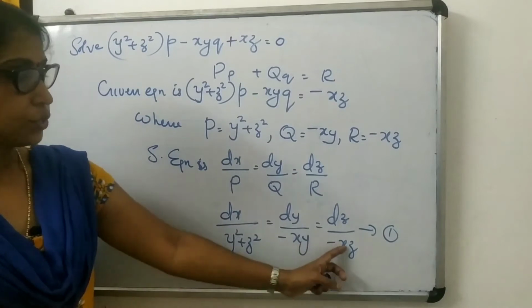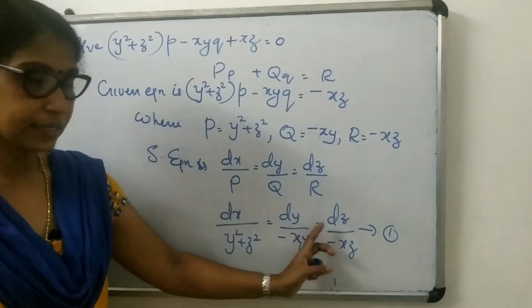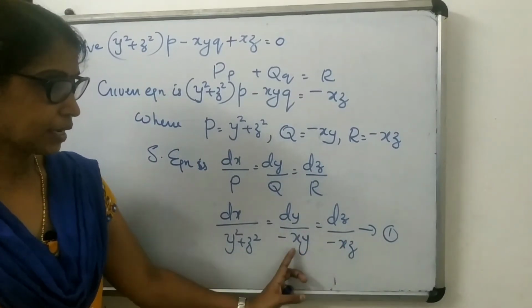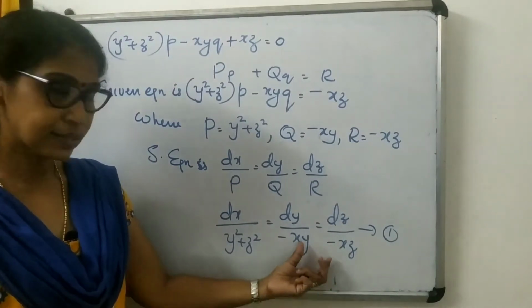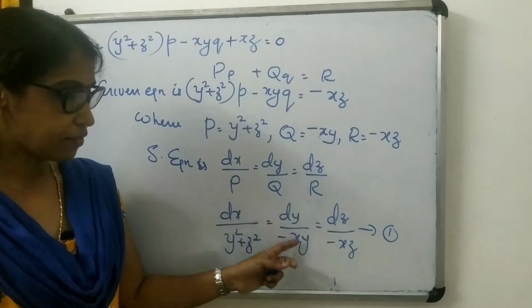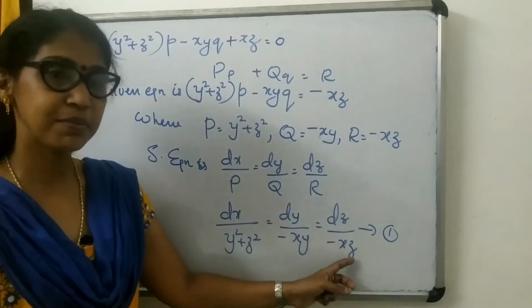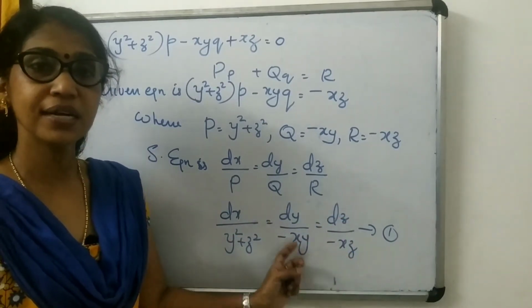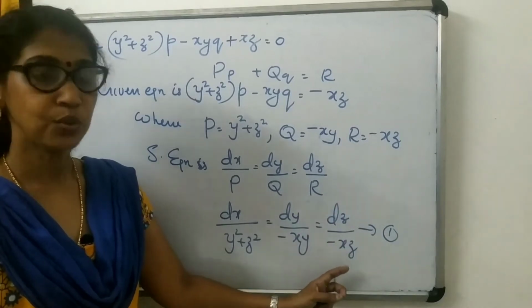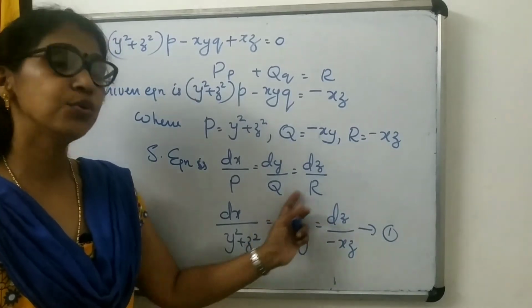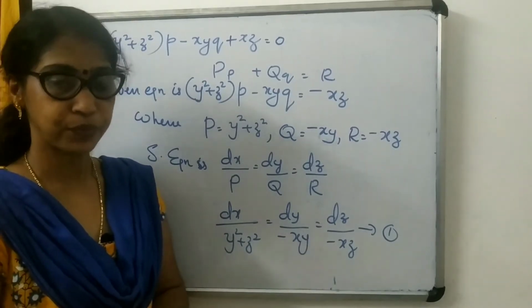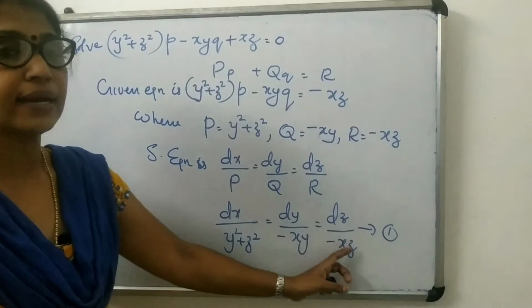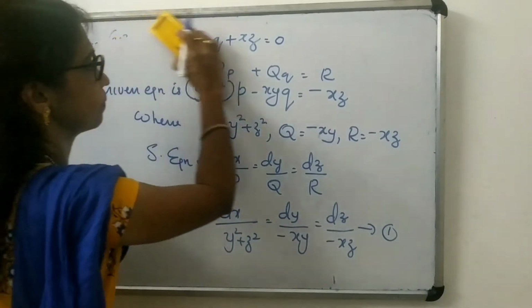Now from the second and third ratios, look at these two ratios here. Minus x is a common term. If this minus x gets cancelled, then we get dy/y = dz/z, which is an ordinary differential equation. So we have to group. We can group these two ratios and find out a solution. Okay, I am grouping the second and third ratios.